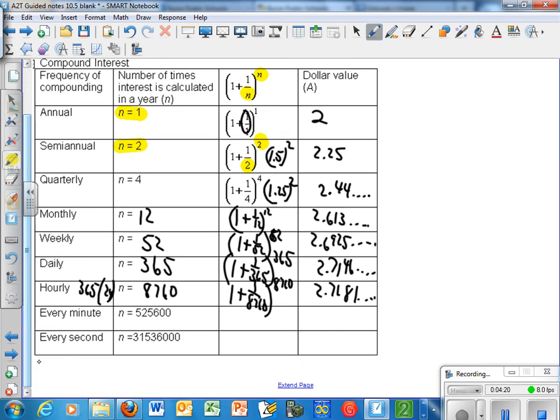And let's slide this down. Every minute, here's how many minutes are in a year. We're getting to some pretty big numbers here, so I'm not even going to write this down, but it'd be 1 plus 1 over that 525,600 to that power, and you get about 2.7182. As you can see, the increments in between values we get here are getting smaller and smaller. And if you actually did every second, there's how many seconds are in a year.